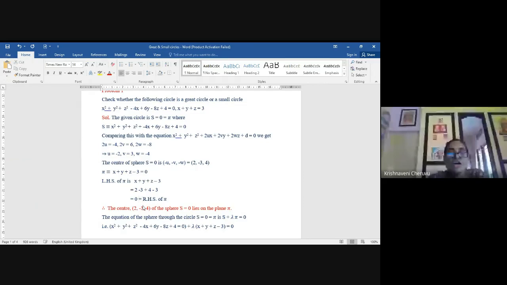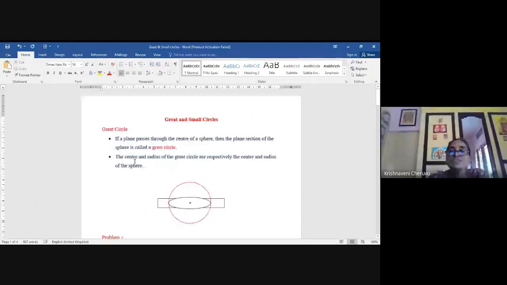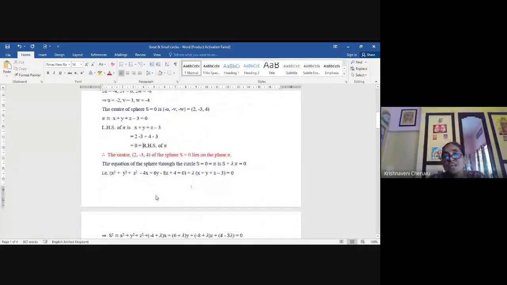Okay, now what happened? The center of the given sphere is lying on the plane because it is satisfying the equation of the plane. What did I say? If it is to be a great circle, the center of the sphere must be on the plane. But why am I still doing something else?